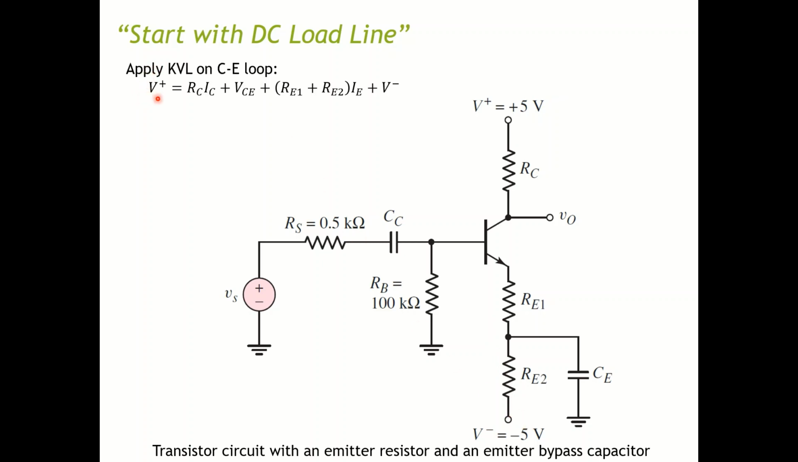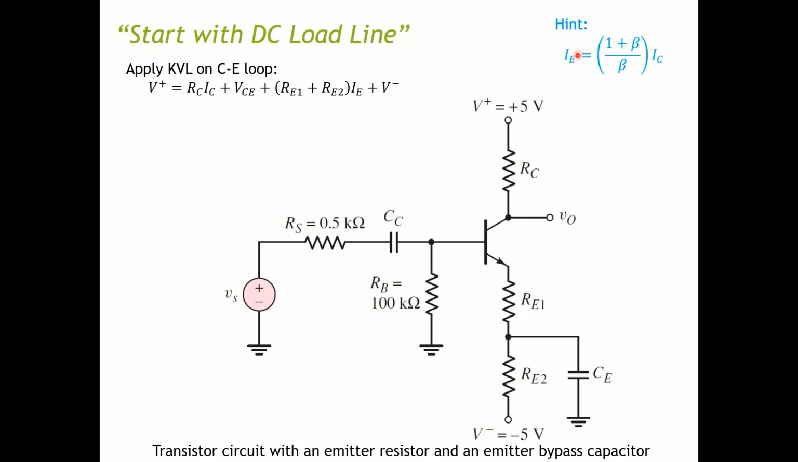Therefore, you can have this equation of V+ equal to the voltage across RC, which is IC RC, plus VCE plus the voltage across both RE1 and RE2. So it's going to be (RE1 + RE2) multiplied by IE, then plus V-.